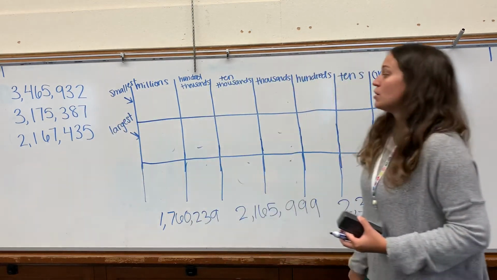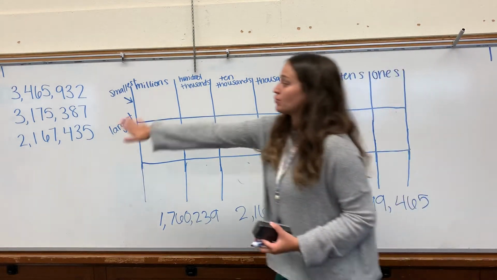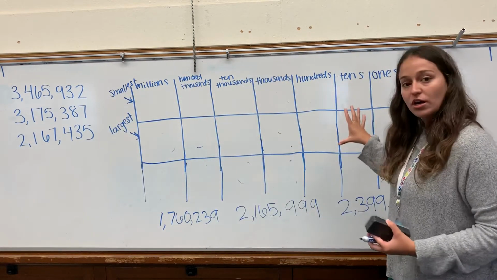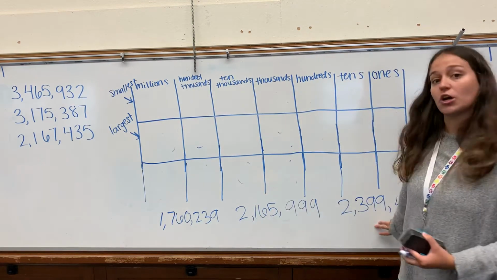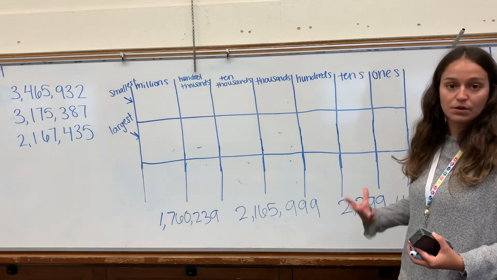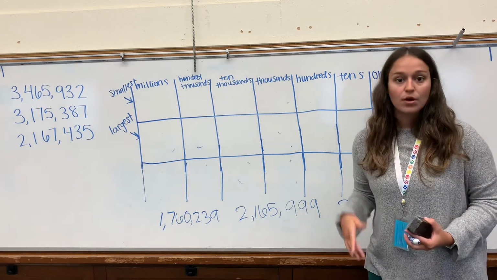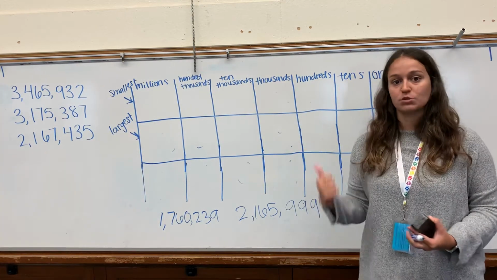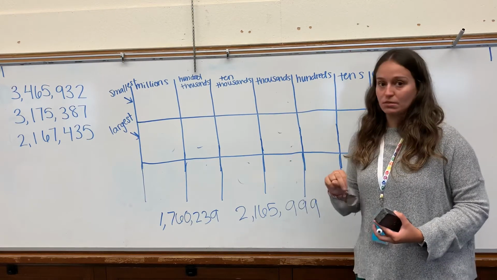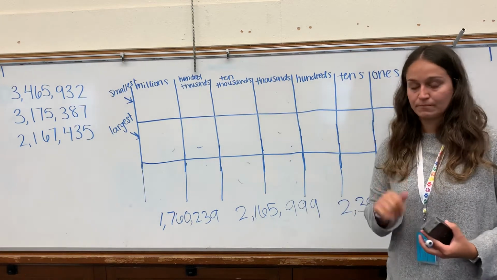Okay? Once you get that drawn, you're going to write your numbers in the place value chart, find the smallest, find the middle one, and find the largest one. Okay? Put them in order. So pause the video now. When you're done, come back and we'll see which one is the smallest, which one is the largest, and which one is in the middle. Okay? Pause.